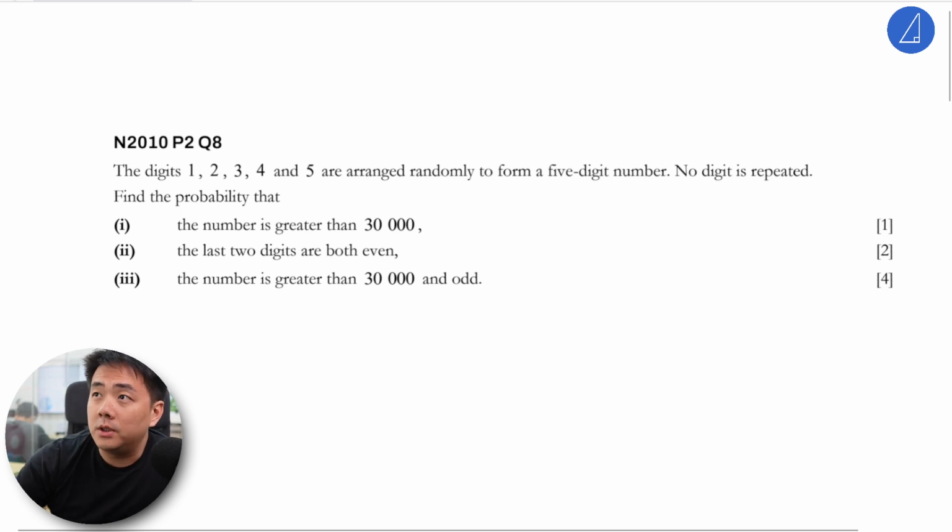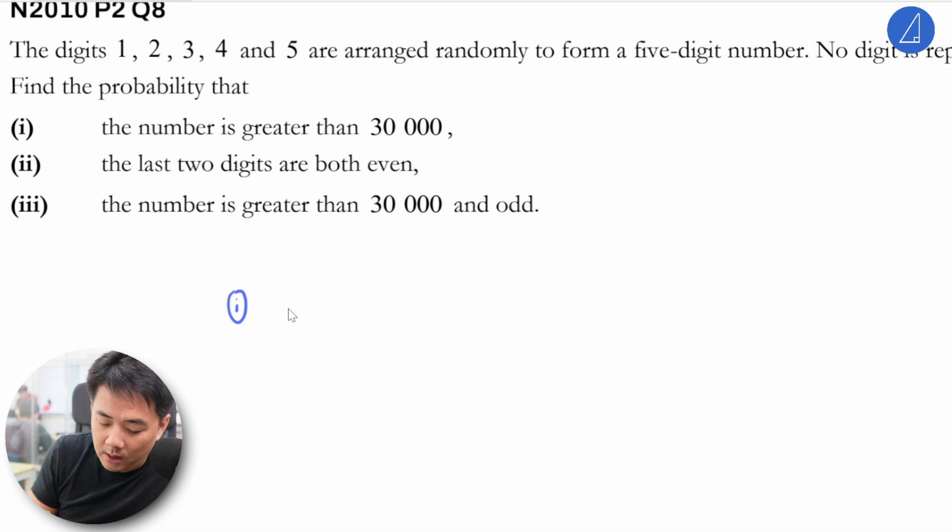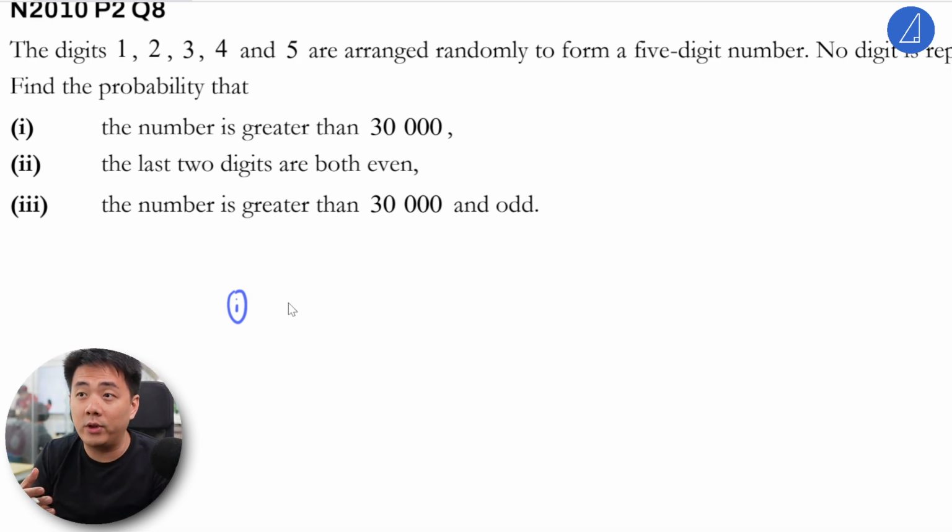Okay, let's look at this question, which is from probability and PNC. We are told to find the probability that a 5-digit number with no repeated digits is greater than 30,000. I think the first thing to understand is that we need to divide by the number of ways to arrange it without any restriction. So that will be 5 factorial.